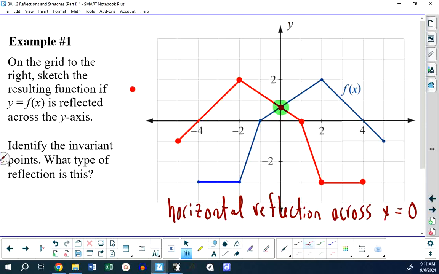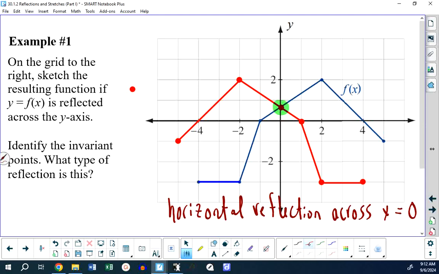Why is this y-intercept invariant? Because it's on the line of reflection. First and foremost, that's the most general answer to that question. An invariant point is going to be any point that's on the line of reflection, because if it's on one side, it goes to the other, and if it's on the other, it goes to the one. So the only way it can't move is if it's not on either side, which means it's on the line.